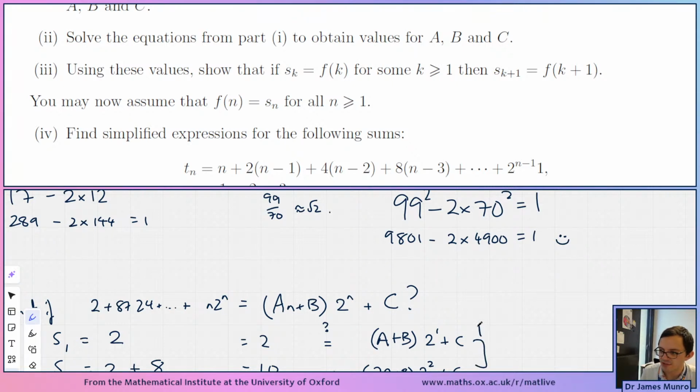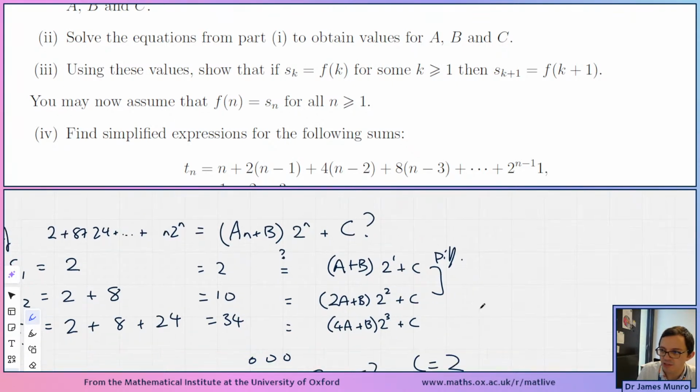Take the difference of these two equations, and the C's will cancel, and instead of having 8 A's and 2 A's, you'll get 6 A's, and instead of having 4 B's and 2 B's, you'll have 2 B's, and the difference is 8. Take the difference over here, and instead of 32 A's and 8 A's, you will have 24 A's, and instead of having 8 A's and 4 B's, you'll have 4 B's, and the difference on the other side is 24.